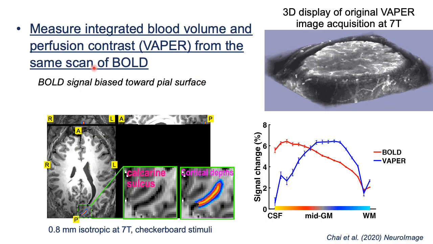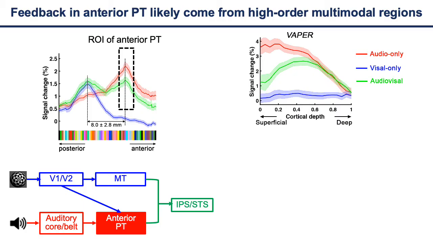Because BOLD signal is strongly biased toward the cortical surface, here we measure an additional contrast from the same scans of BOLD, which is VASO. As demonstrated in our previous study, VASO contrast is much less biased toward the superficial layer compared to BOLD and shows a better laminar specificity.